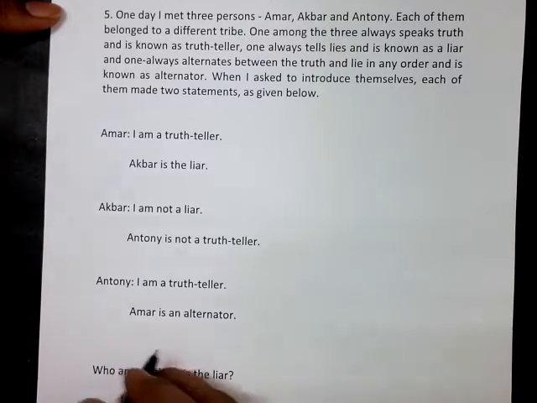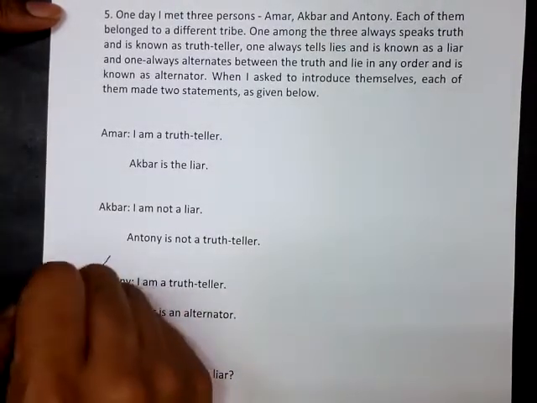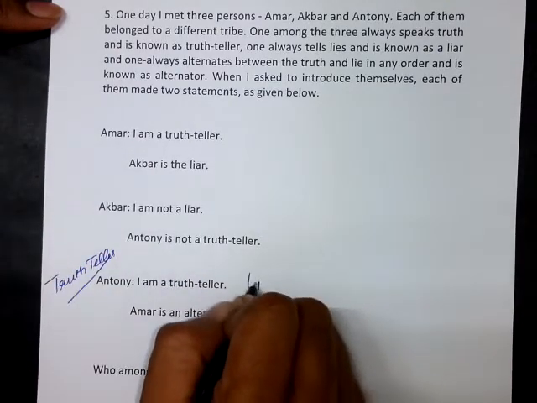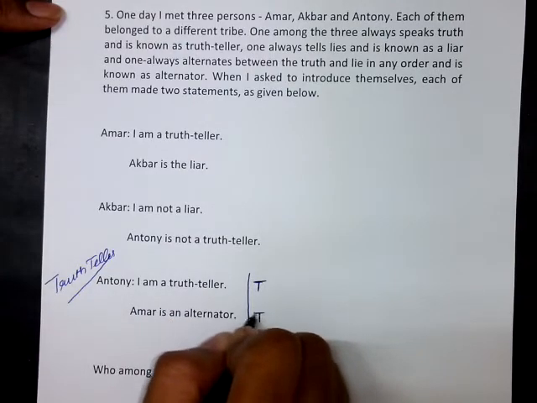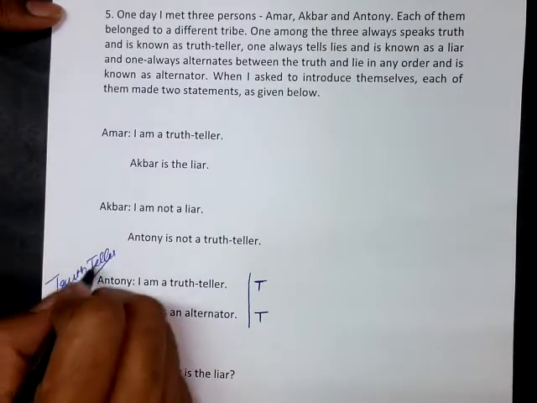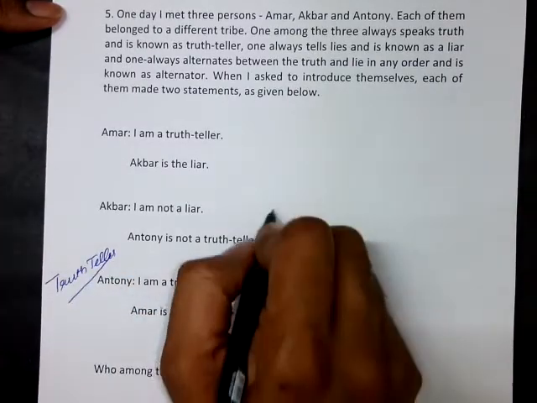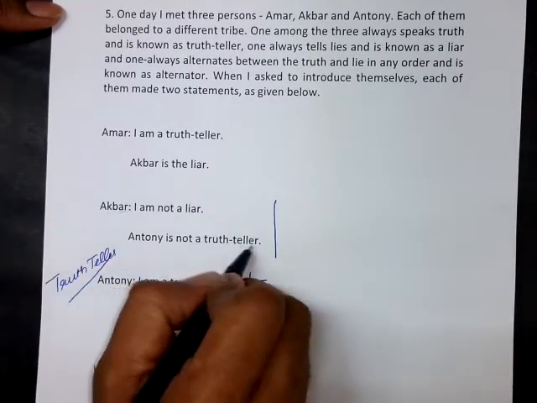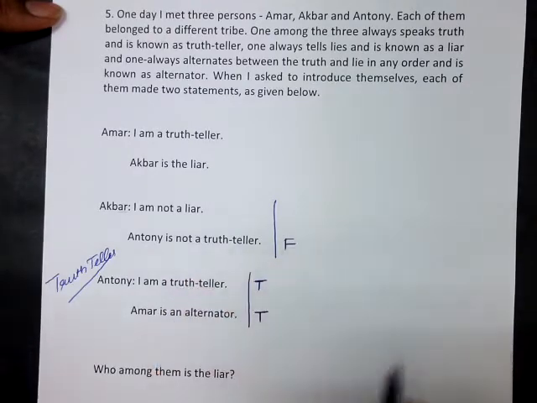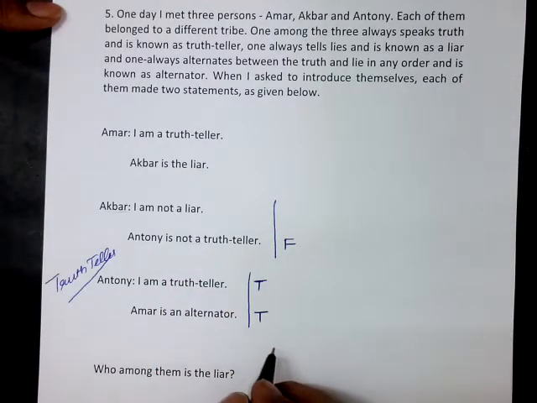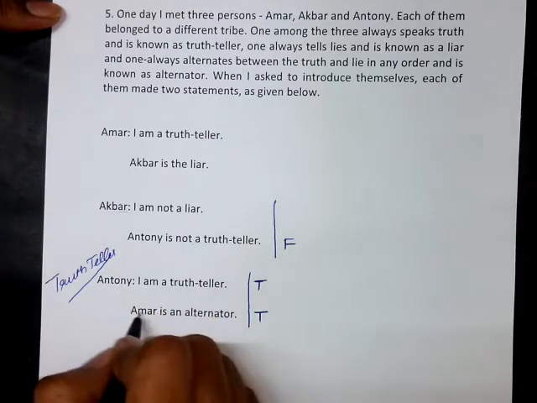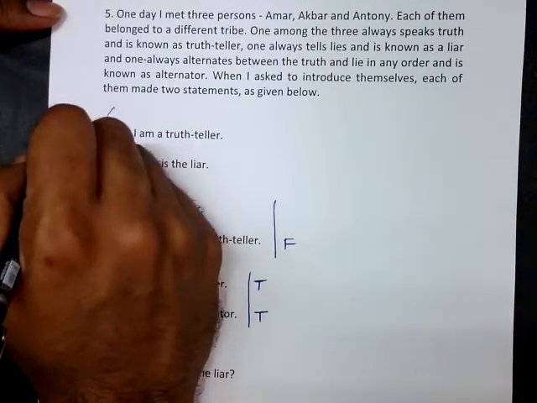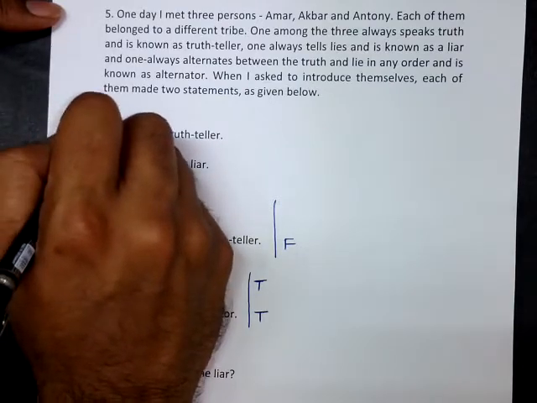Now let us consider the situation where Antony is the truth teller. Then the first statement is true, the second statement is also true. Antony is assumed to be the truth teller now. Look at the statement made by Akbar. Akbar says Antony is not a truth teller. This is false. Now, let us consider the situation. Antony is the truth teller and Amar is an alternator. So, as per the assumption, let us say that Amar is the alternator.